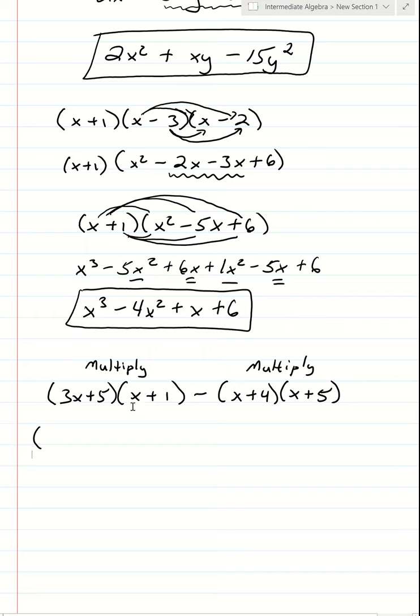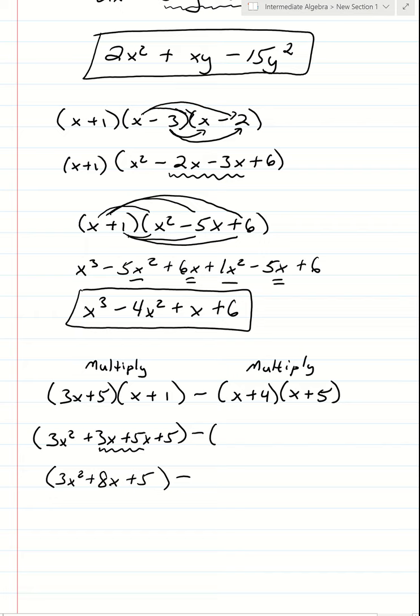3x times the x would give us a 3x squared. 3x times the 1 would give you a plus 3x. 5 times x would give you a plus 5x. And 5 times 1 would give you a plus 5. And I might even be so inclined to simplify what I can here in the middle. 3x squared, and if we have the 3x plus 5x, that would give you a plus 8x plus 5. So that is the product that you get when you multiply those 2 polynomials together. And then there's a subtraction sign in between.